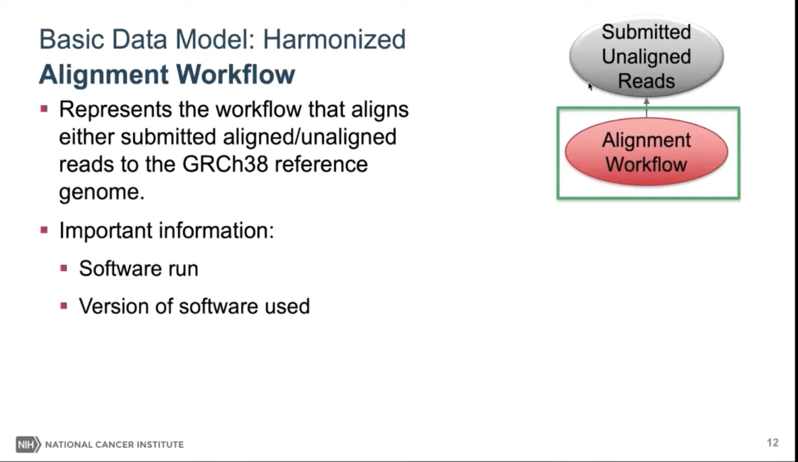So we're going to skip the submitted unaligned reads because we already talked about that. But these are the submitted FASTQ files, sometimes BAM, but usually FASTQ. And the alignment workflow represents the workflow that aligns these type of files to the reference genome, which is GRCh38 in all alignments in the GDC. The two most important pieces of information in the alignment workflow are the software that's run, so which alignment software was used, and which version of the software was used. We want to be specific about which exact version was run for every particular file.